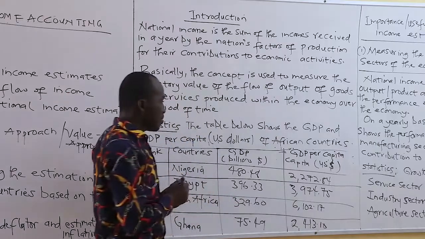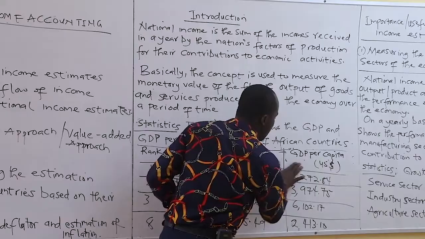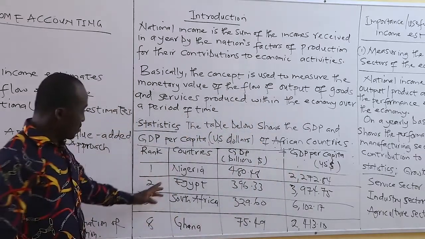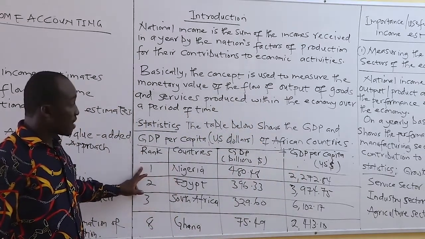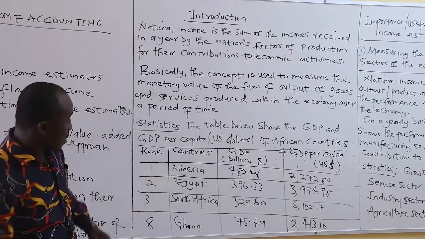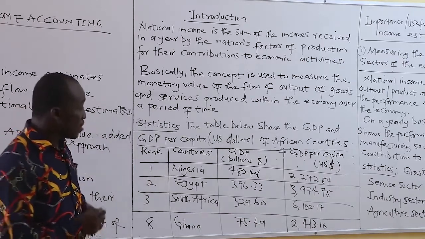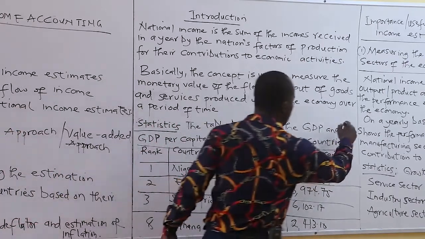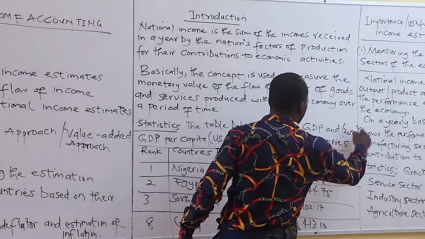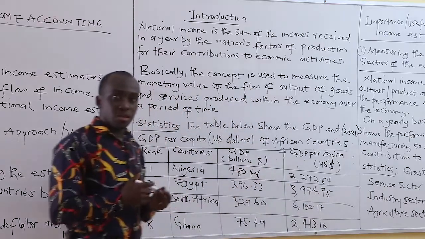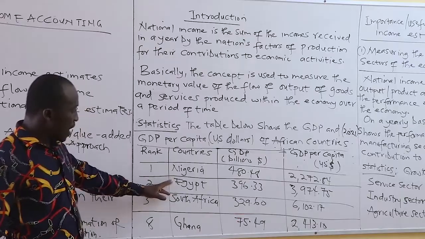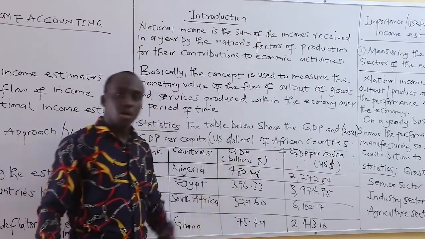Right? So GDP per capita in US dollars. Let's get a country. If you take Nigeria, for instance, Nigeria was the first country. This estimate is from 2001, obtained from the World Bank, the country's performance. This was Nigeria's performance. Nigeria had $480.8 billion.